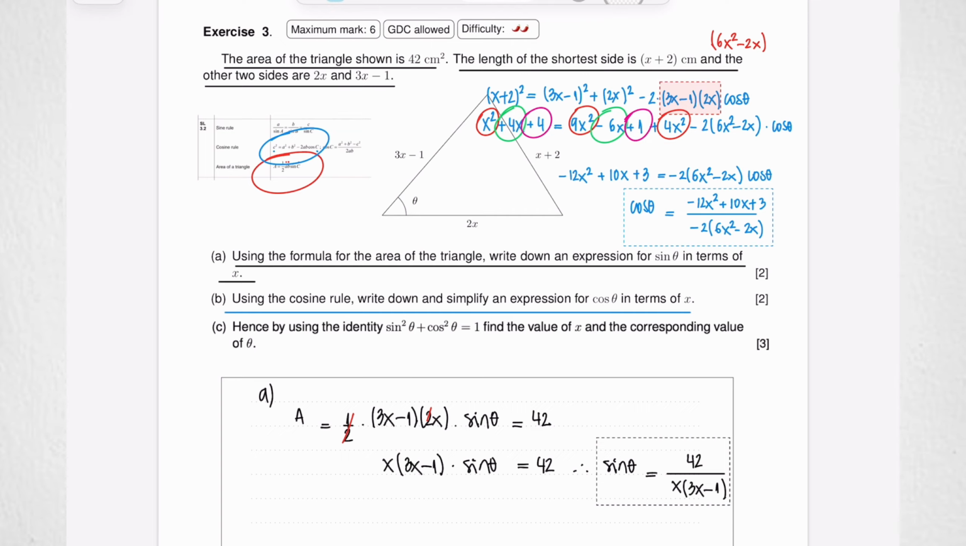Now in exercise number 3, we're going to gather all this information, sine of theta and cosine of theta, and by using the trig identity sine squared plus cosine squared equals 1, we're going to find the value of x. Now do remember that this is a paper 2 question, so you can use your calculator, and there will be no other way actually.